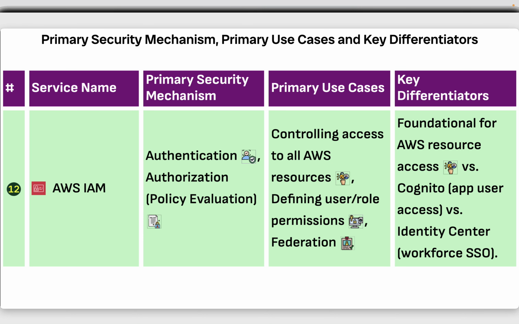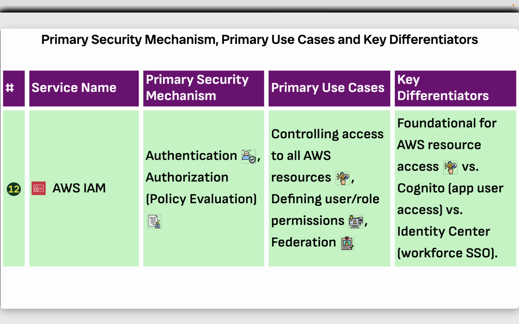Next, AWS Identity and Access Management. Primary security mechanism is it provides authentication and authorization through policy evaluation. Primary use cases are controlling access to all AWS resources, defining user and role permissions, and it allows federation. Key differentiators are it is a foundational service for AWS resource access when compared to, let's say, AWS Cognito, which is for application users, or Identity Center, which is for workforce SSO.